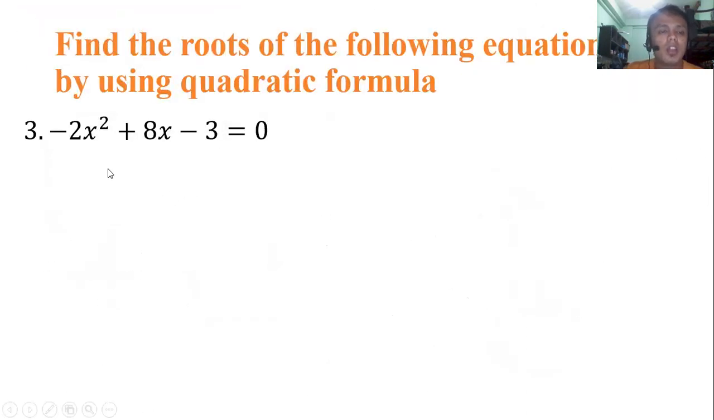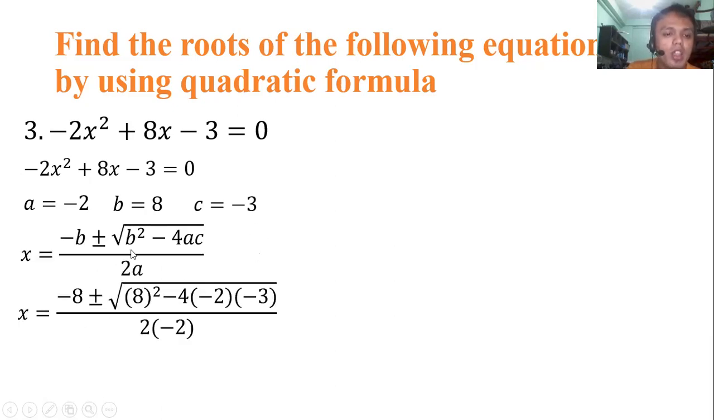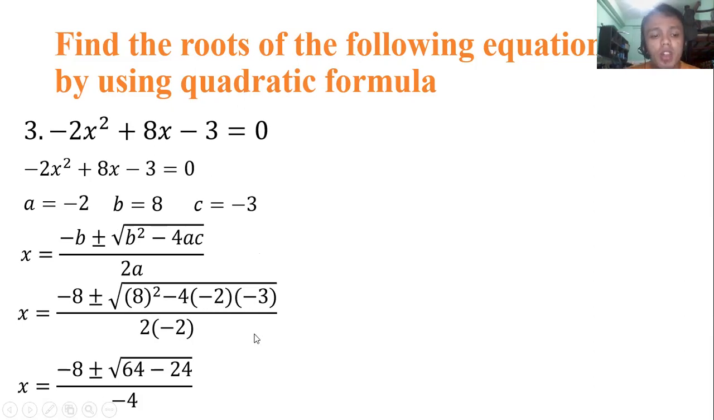Number 3, negative 2x squared plus 8x minus 3 equal to 0. Again, what is your A? That is equal to negative 2. Your B here is 8. Your C is negative 3. Substitute your B to 8, again your B to 8, your A to negative 2, your C to negative 3, over 2 times your A, which is negative 2. B squared is 64 again. Negative 4 times negative 2 times negative 3. That would be equal to negative 24. Then 2 times negative 2 is negative 4. 64 minus 24, that is 40.